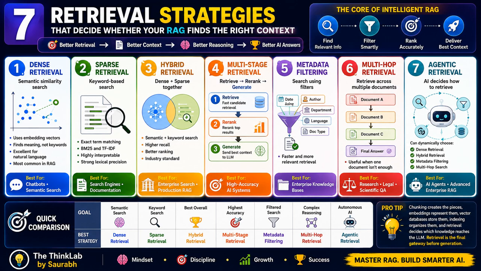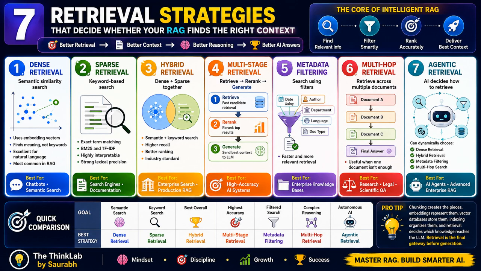Now we are moving to the next strategy, strategy 4, multi-stage retrieval. This strategy works in multiple steps. In step one, for fast retrieval, the system quickly finds many candidate documents, and step two is re-ranking. A re-ranker model scores those documents, and the most relevant documents move to the top. Finally, only the best documents are sent to the LLM, and this approach improves answer quality without searching the entire database.